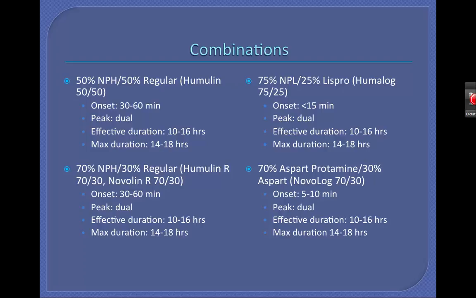In general, patients with a hemoglobin A1C greater than 10 need to be on insulin.